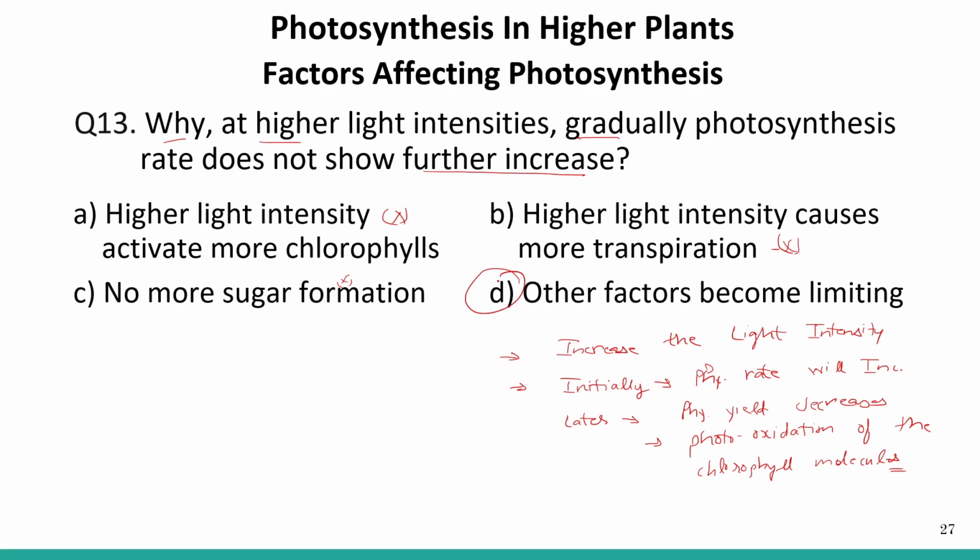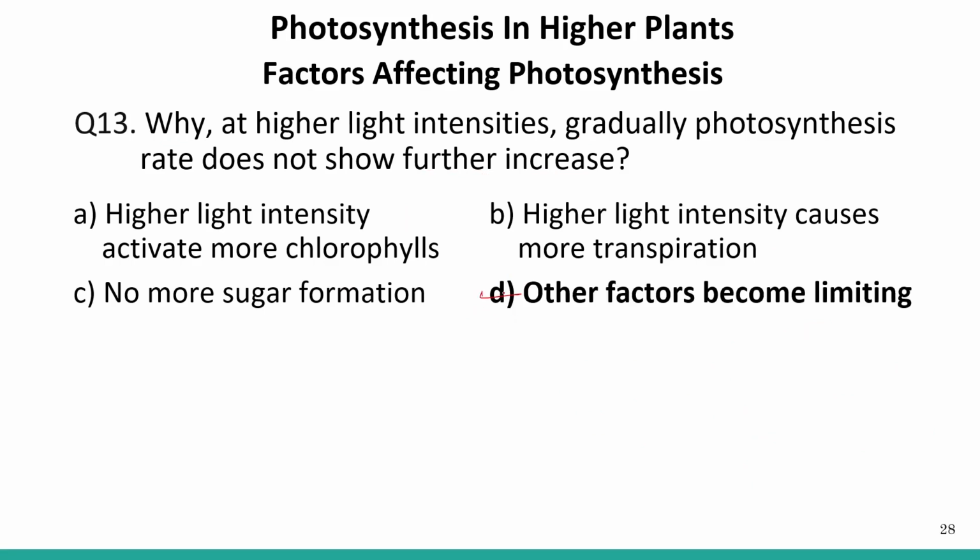Option D. What should be the answer to this question? Option D. As the light intensity increases, initially the photosynthetic rate will increase and later it will slow down or it will not show any further increase. This is because the other factors become limiting. Okay, so if we draw a graph like this, initially there is an increase in the photosynthetic rate and then it becomes stable.